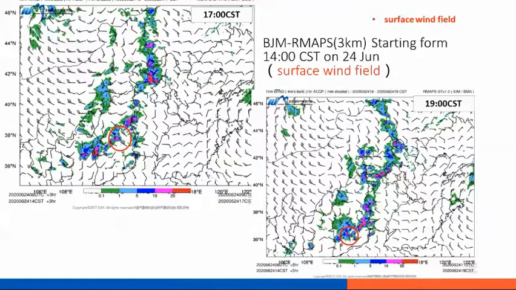These are the model surface wind field at the initial time of 14 o'clock in the afternoon. The left is at 17 o'clock, the right is at 19 o'clock. So we also see that to the south of this squall line, the surface wind field suggests that there are also strong winds on the ground southeastward.